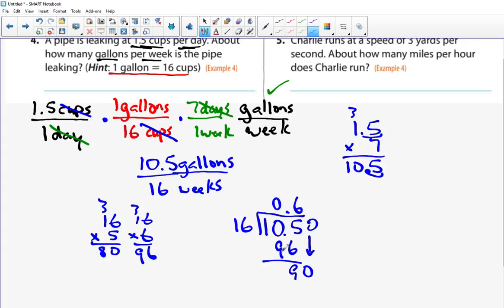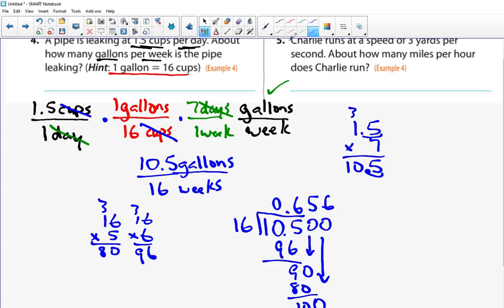Bring down the 0. 16 into 90. Well, 6 would be too much. It would be 5. So let's go one more. We can go 2 decimal places. I've got nowhere else to be today. 16 into 100. Well, that's 6 again. So if we say 0.656, that won't repeat. That'll just keep on going.